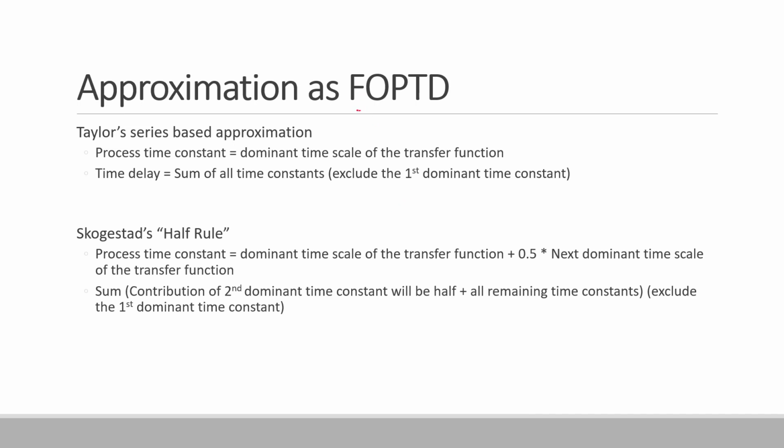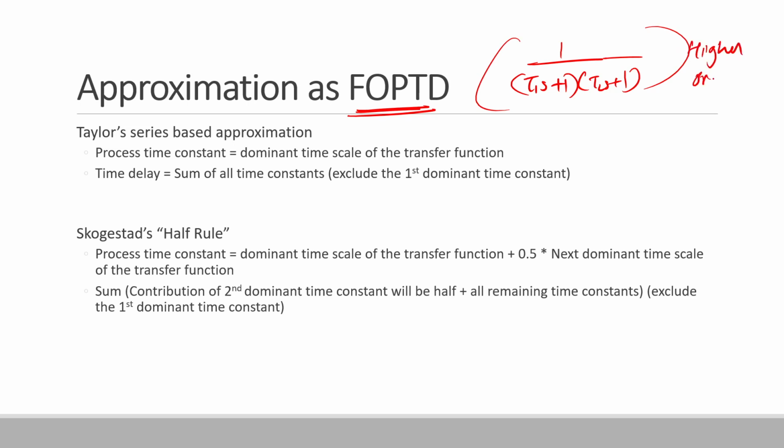Now, why do we need to perform this FOPTD? In chemical engineering systems, the majority of the systems can be a combination of multiple first order systems, that is 1 upon tau 1 s plus 1 upon tau 2 s. Similarly, for higher order systems, we can see that the response will become sluggish.